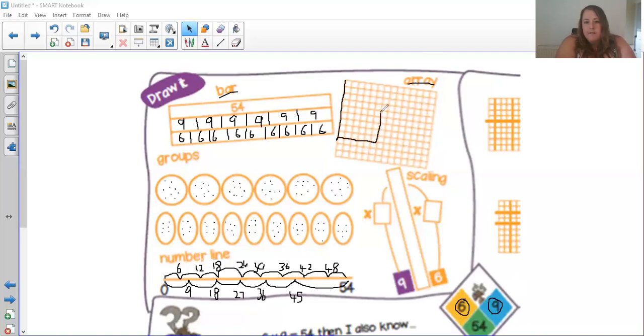I would again definitely recommend using a ruler for this bit, but you are going to have to let me off because it's on the computer. And then you could colour that bit in. And if you really wanted to, you could do it the other way. So I've gone 9 down on that way, so I'm going to do 9 across this time.